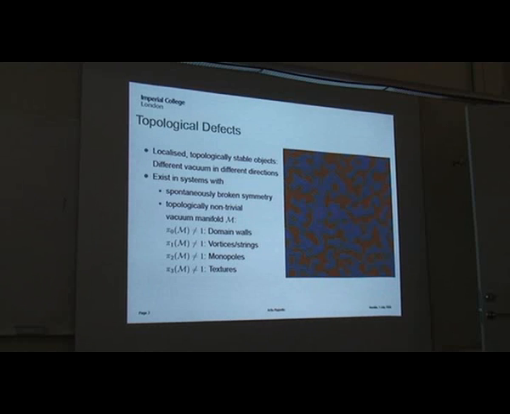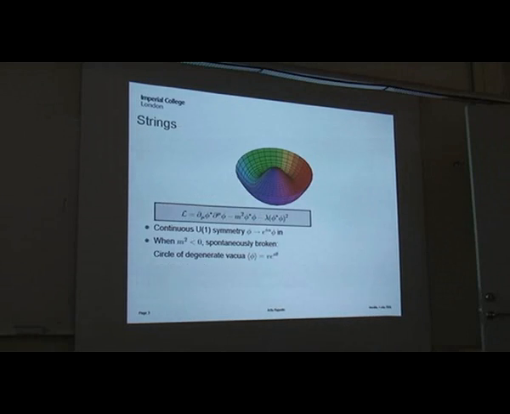Can one simply define these pi's? So this is the homotopy group, and what it means is it classifies the maps into the vacuum manifold. So the simplest example, the example that I will focus on, is strings.